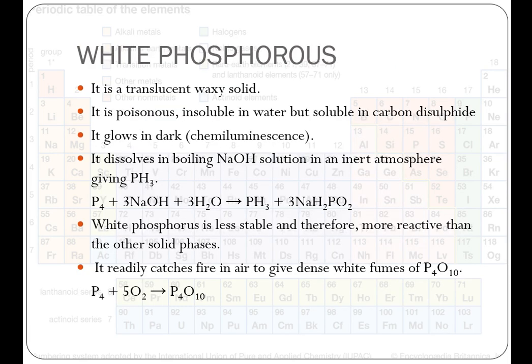White phosphorus is a translucent waxy solid. It is poisonous, insoluble in water, but soluble in carbon disulfide. It glows in dark, dissolves in boiling NaOH to give PH3, phosphine. It is less stable and therefore more reactive. Readily catches fire in air to give dense white fumes of P4O10.